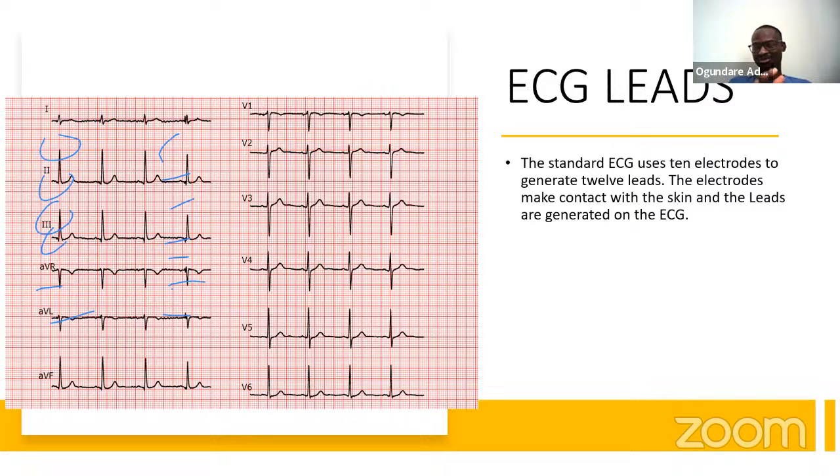So ECG leads are what you see on the paper here. That's what is generated on the system. Then the electrodes are the stickers that you use on the patient. So it's actually the electrode that makes contact with the patient and not the lead. Back to the leads now. There are 12 of them, 12 leads, then 10 electrodes.